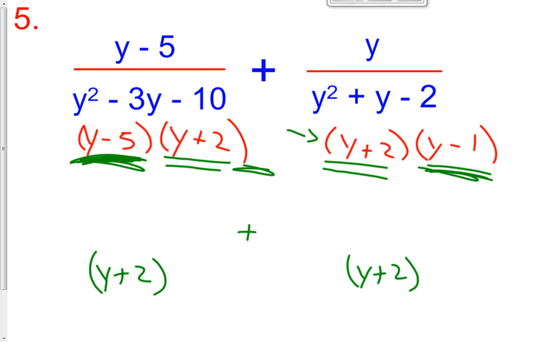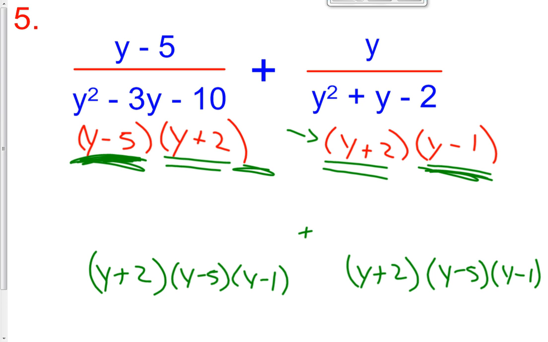So your denominator is going to be the y plus 2, along with the y minus 5, along with the y minus 1. It's going to be all 3 of those factors multiplied by each other. There's your common denominator. Same thing over here, y plus 2 times y minus 5 times y minus 1.